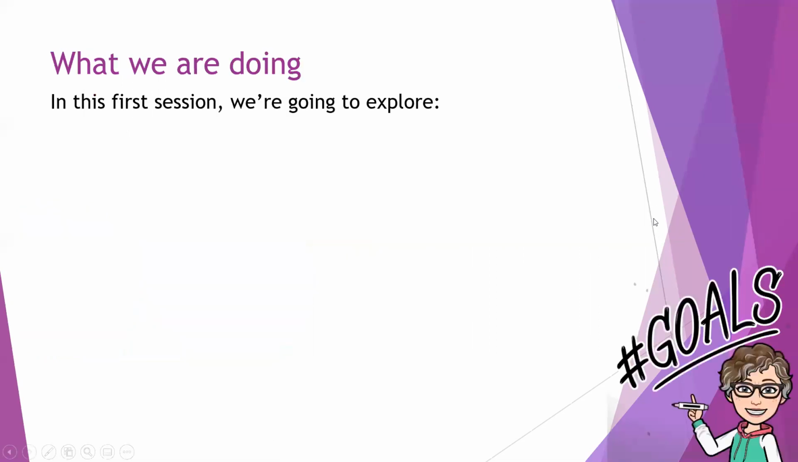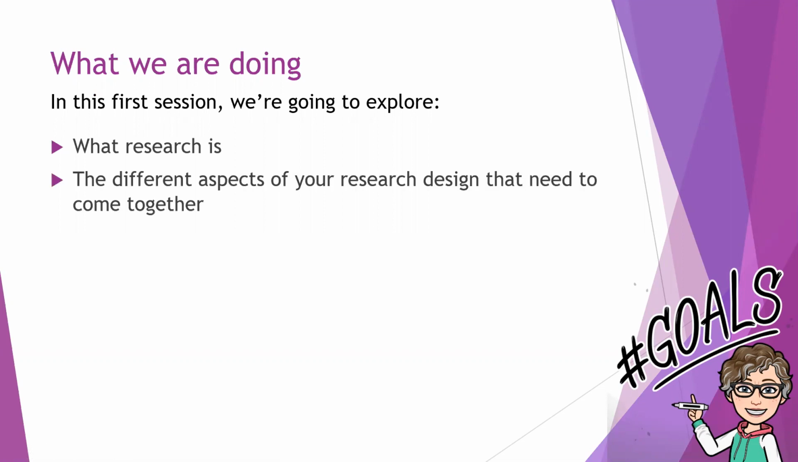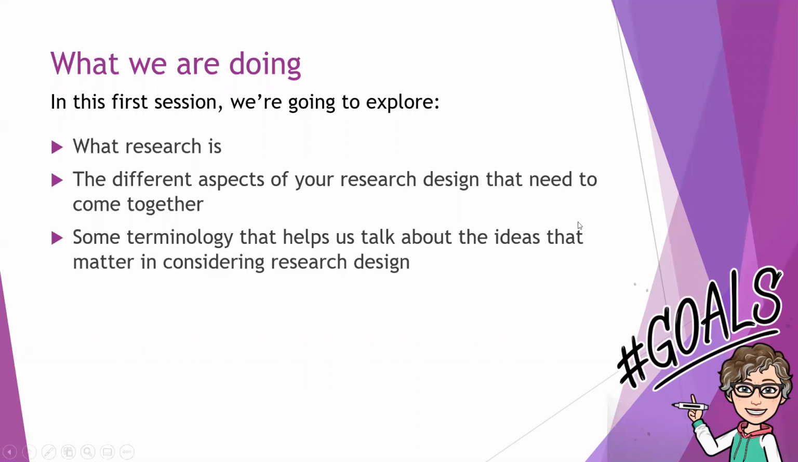But in this first session, we're going to explore the following ideas. We're going to think about what research is, and we're going to think about the different aspects of a research design that need to come together in order to make that research credible and trustworthy, and also, I might say, interesting. We'll look at a little bit of terminology that helps us to think about the sorts of ideas that matter when we're thinking about research design.